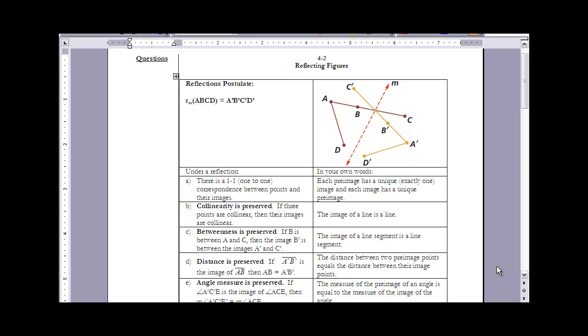Okay, these are the notes for section 4.2, reflecting figures. If you haven't done so already, make sure you pause the video and read 4.2 before going on. The first thing I'd like to look at is the reflection postulate.